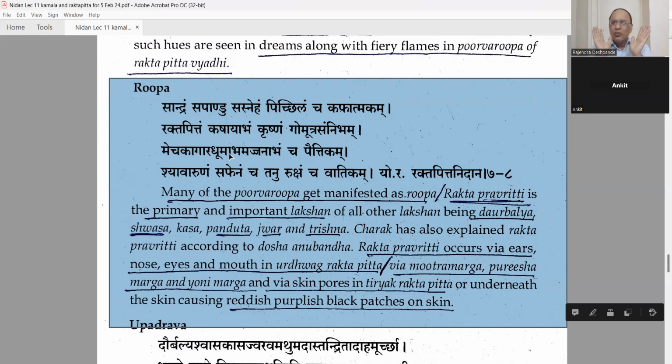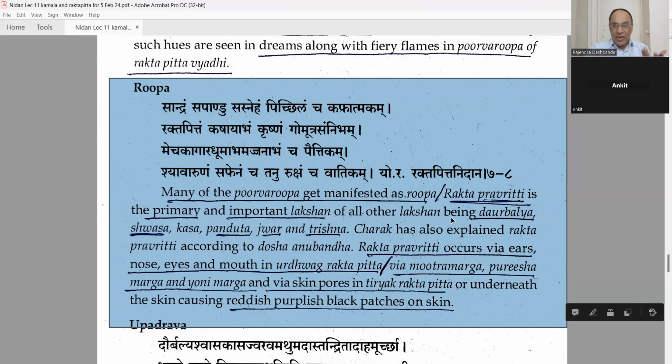Few important shlokas you remember, others you forget. You remember the translation. Many of the Purva Rupa get manifested as a Rupa. They are converted to symptoms. Raktapitta, Rakta Pravrutti will be there. Mainly bleeding will start. Primary and important lakshan of all the symptoms. Bleeding is most important feature.